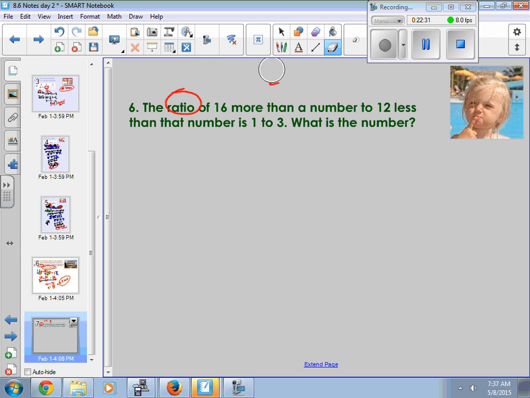So on this one we want to see what are the two things we're comparing. On this first one it says 16 more than a number, so 16 plus whatever the number, let's just use x. Then we're switching to the other side of the ratio, 12 less than that number. 12 less than that number means the number minus 12. Is is our keyword for equals here. Now it looks like we got another ratio, 1 to 3. Okay, we got fraction equals fraction, just like our problems before. Get a common denominator here and solve it out.